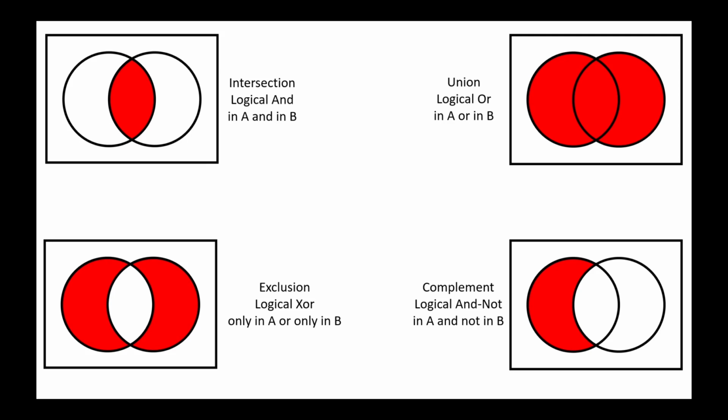The intersection of two objects A and B can be found using the logical AND task. The union of two objects can be found using the logical OR task. A bit less frequently used is the exclusion task, logical XOR. Maybe in practice the most useful of them all is the complement task, logical AND NOT.